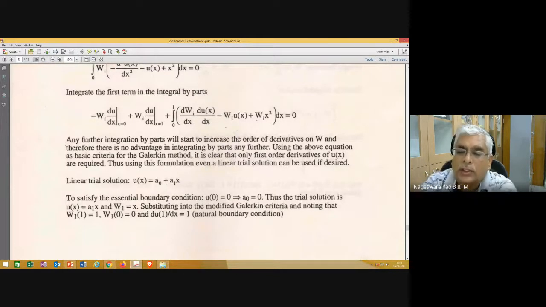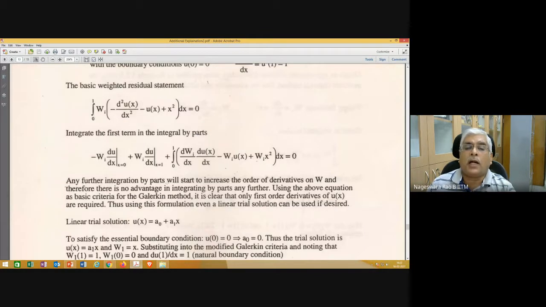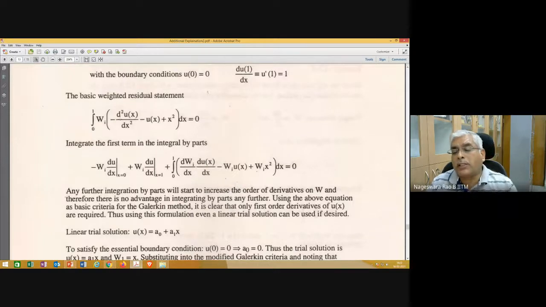Why is a linear trial solution used here? Because when we started discussing this modified Galerkin method, we applied integration by parts. The reason behind applying integration by parts is the justification that when we reduce the order of the derivative appearing in the equation by one order, the demand on the starting trial solution gets reduced.